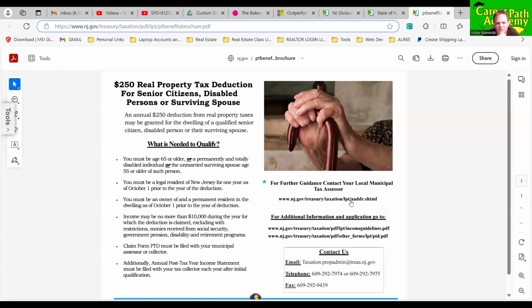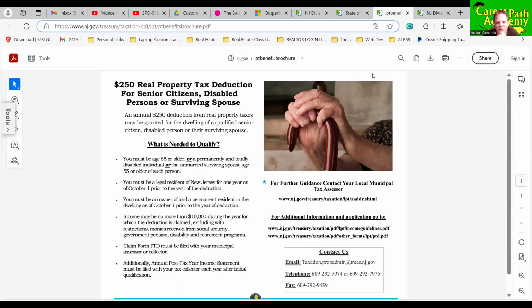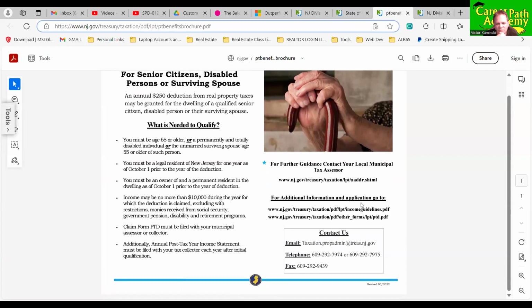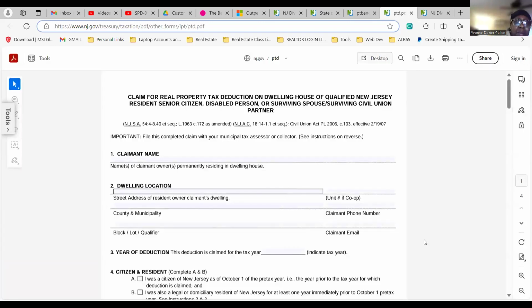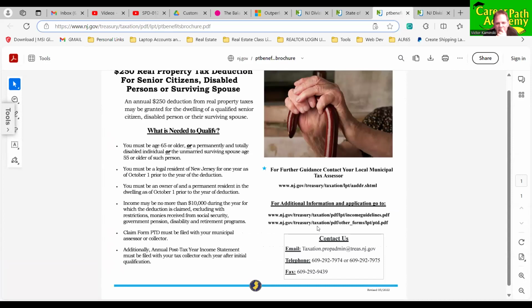What's this? Your local municipal tax assessor. Okay, at least we now have county assessors by last name. Okay, some other resources. Let's see, additional information, other forms. Let's see what that's about. Maybe we've got some other discounts. No, it's not that. How about this?